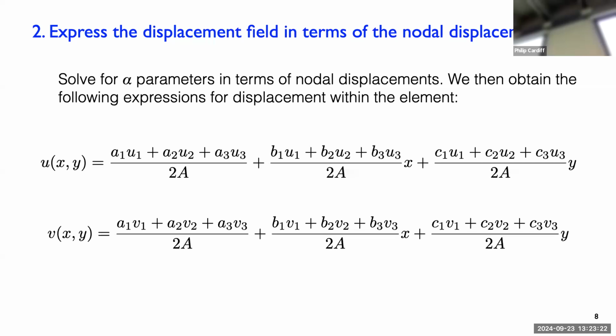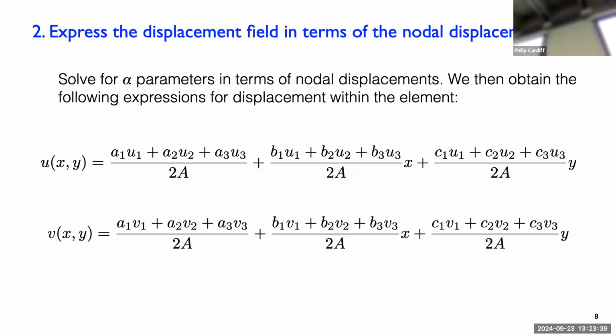Well, A is just the area of the triangle. And then U1, U2, and U3, they're the displacements at the nodes. Because remember, we're trying to express it in terms of displacements at the nodes. And then these A1s, A2s, and A3s, and B1s, B2s, and B3s, and Cs, these are just geometric quantities.